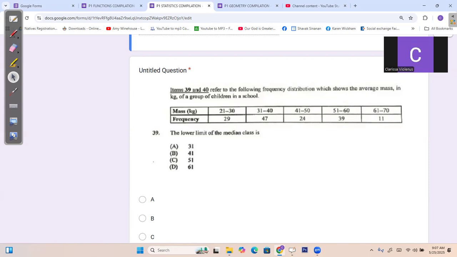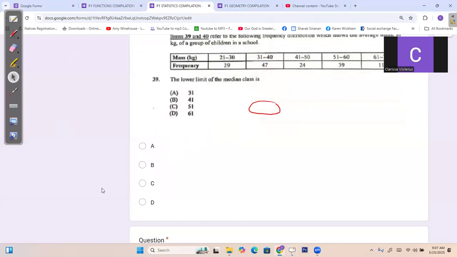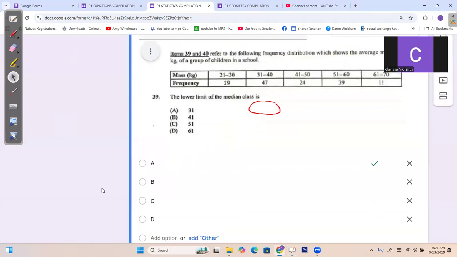So we want to know where half of that is. 150 divided by 2 is 75. So where would we find 75? 29 plus 47 is 76. So this goes up to 76, which means this is the median class, right? And they asked for the lower limit. The lower limit is 31. So the answer is A. I hope you all see that.